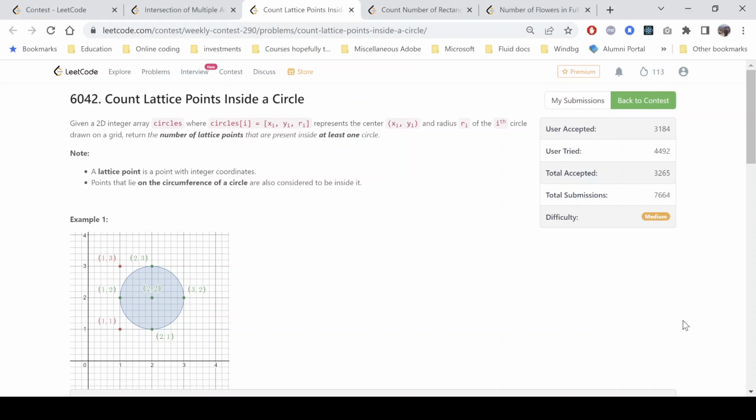Hello everyone. In this video, we'll discuss the second question of weekly contest 290. The question name is count lattice points inside a circle.